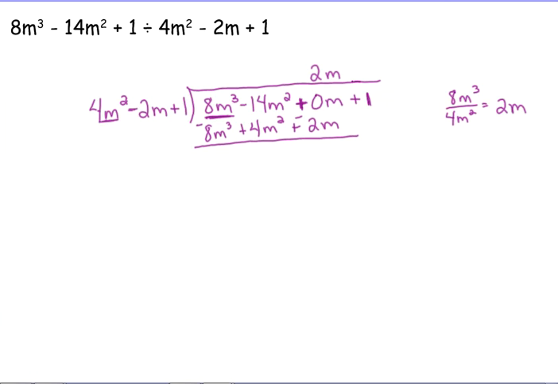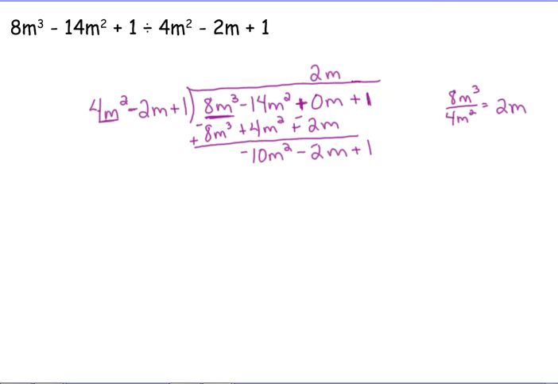Change all your signs just of that second line. You never change what was above it, but the numbers that you just came up with, change all those signs and we add. So 8m cubed plus negative 8m cubed cancels. That's what's supposed to happen. Negative 14m squared plus 4m squared is negative 10m squared. 0 plus a negative 2 is a negative 2m, plus 1.